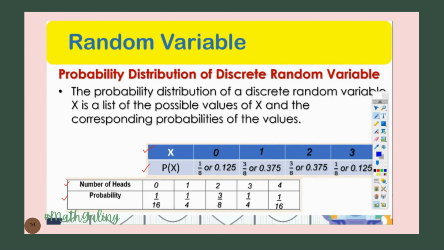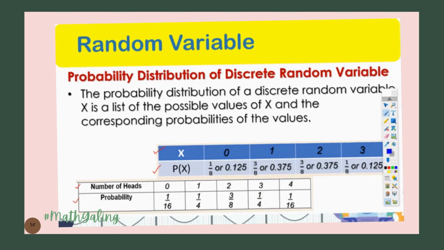Now, what we have here are the values of the random variable X, or mass points, and the probabilities. So this is what we call the probability distribution of a discrete random variable. The probability distribution of a discrete random variable X is a list of the possible values of X and the corresponding probabilities of the values. These are the fractions and decimals in the second table.